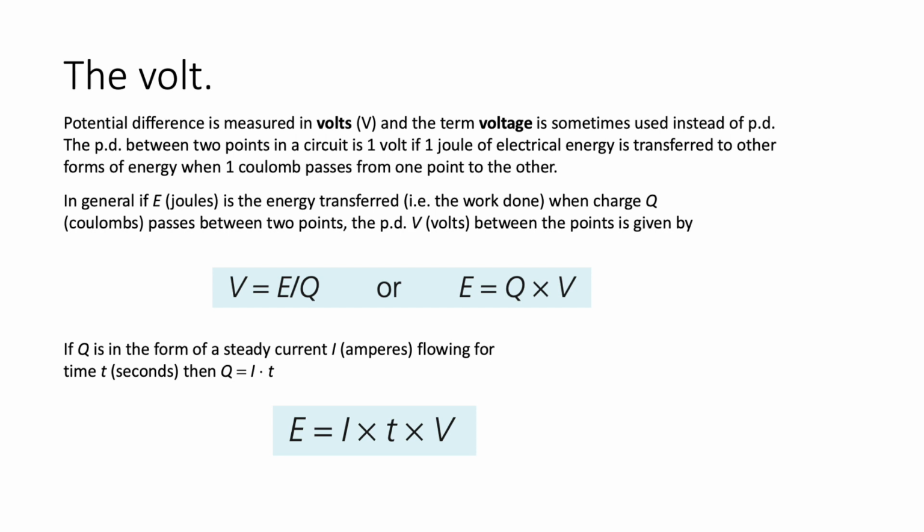In general, if E is the energy transferred or the work done, when charge Q passes between 2 points, the potential difference between the points is given by V equals E divided by Q, or E equals Q times V. If Q is in the form of a steady current I flowing for time t, then Q is equal to IT, or E is equal to I times T times V. That is, E is equal to VIT.